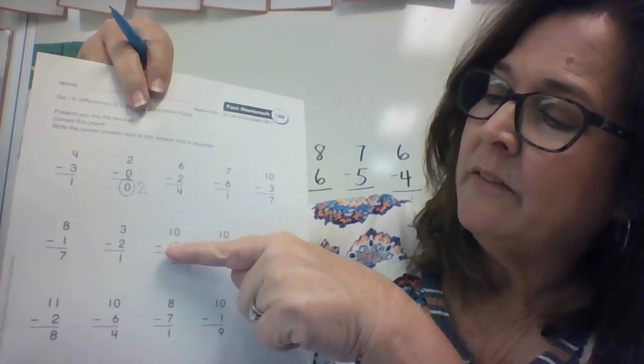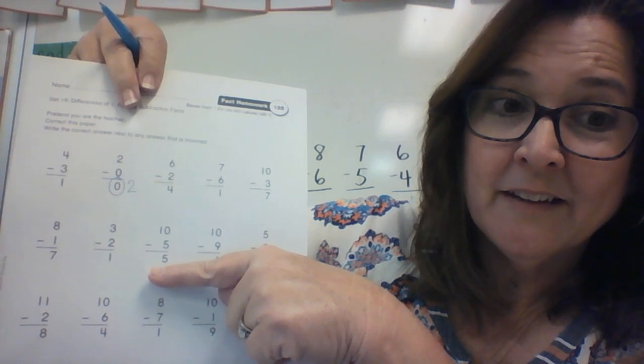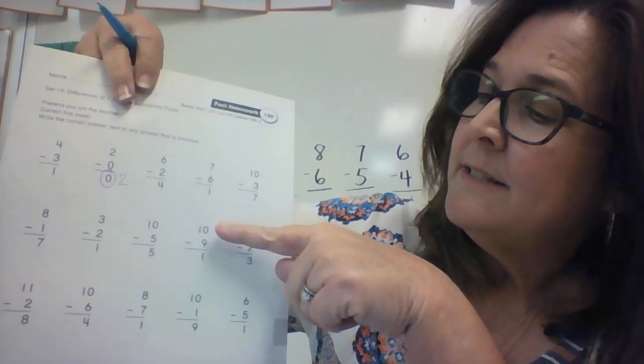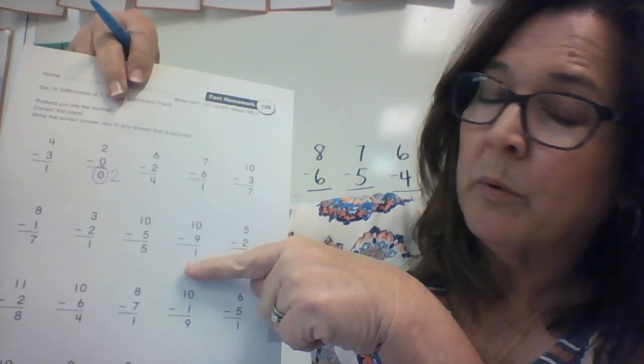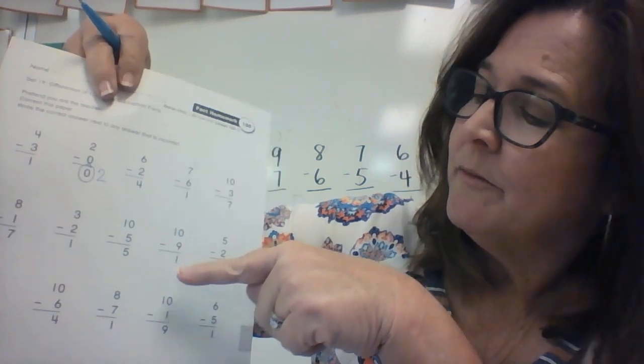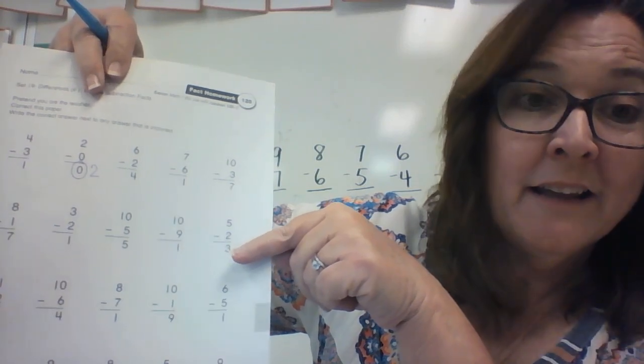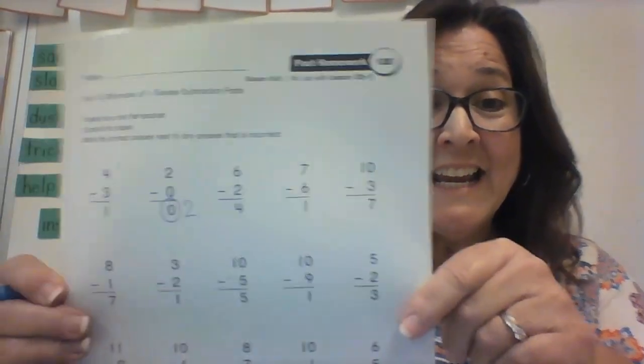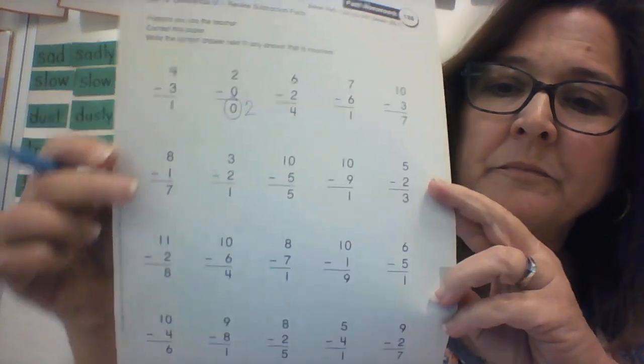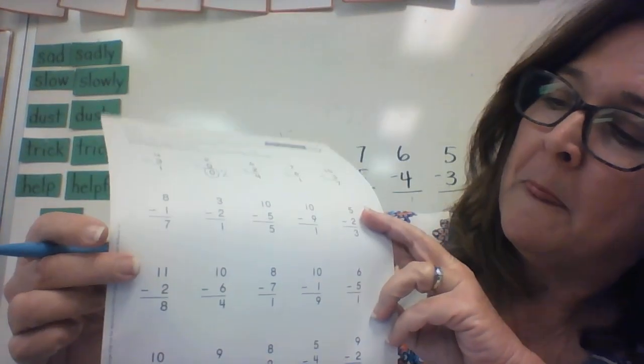Here we go. 8 minus 1 equals 7. Yes. 3 minus 2 equals 1. Yes. 10 minus 5 equals 5. Yep. 10 minus 9 equals 1. Yes. 5 minus 2 equals 3. Yes, so they didn't miss any in that row. Okay, here we go. Third row.